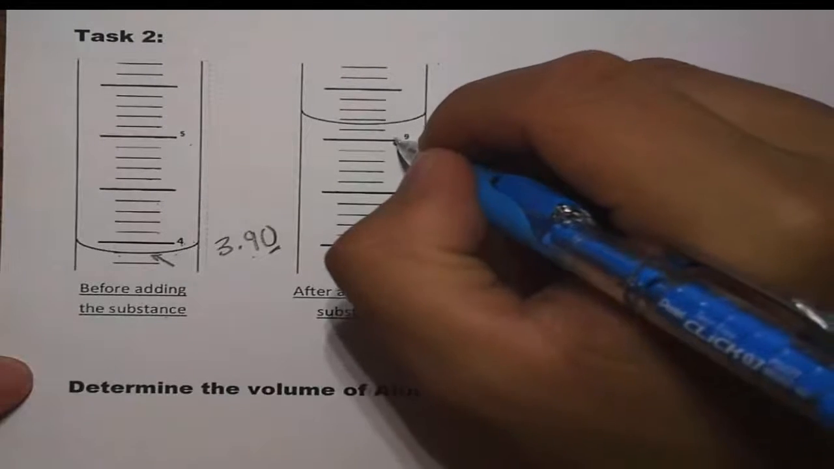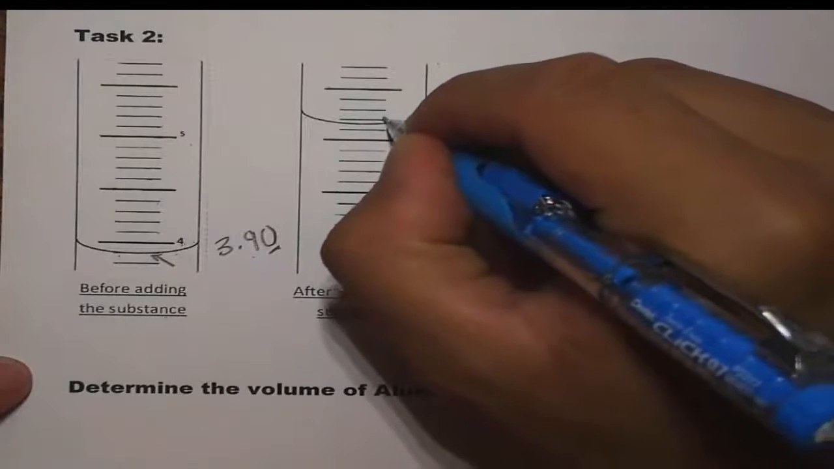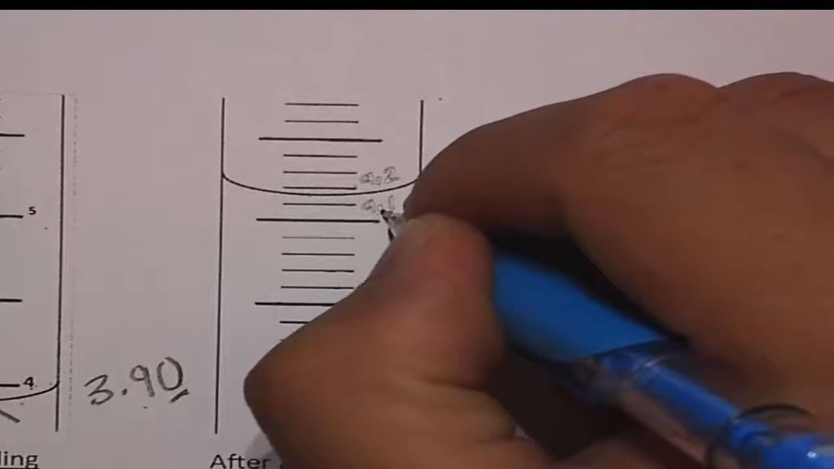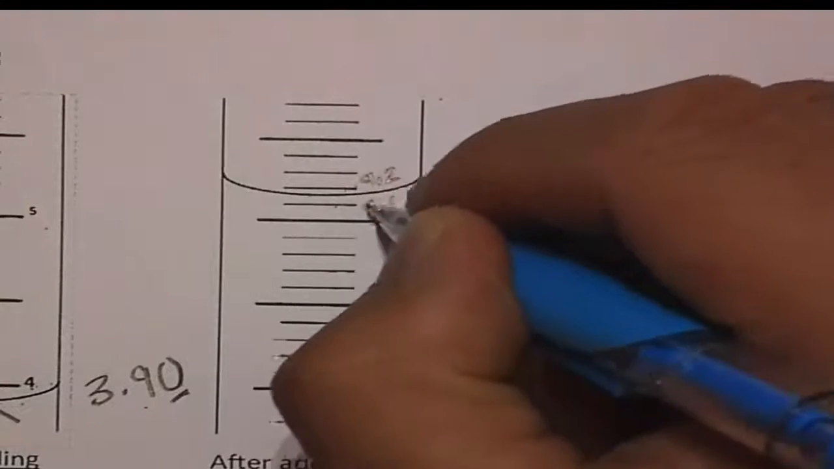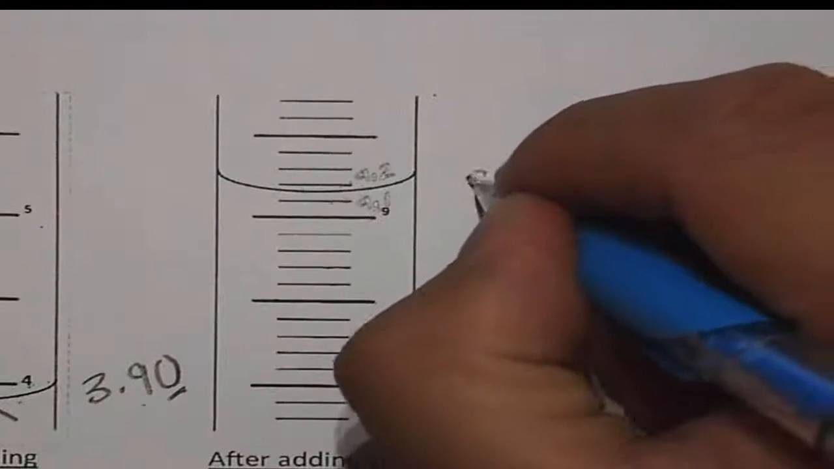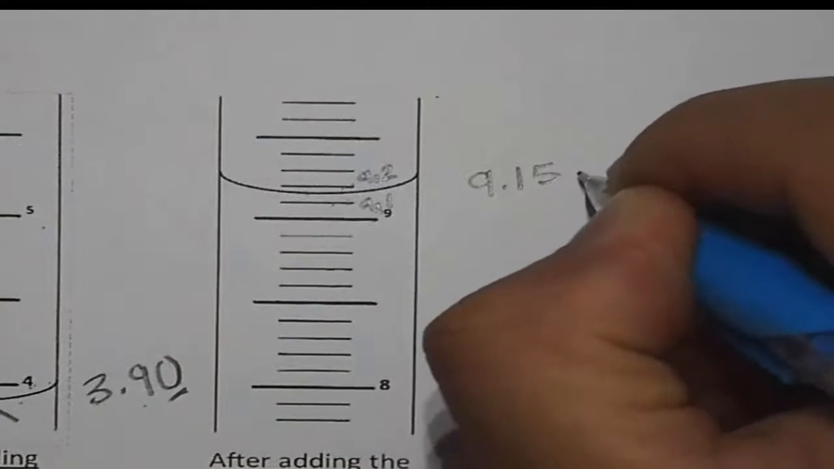Let's go up here. We have 9, so it's 9.1, 9.2. Here I have 9.1 for this line and 9.2 for that one. So what's the distance between those two? Of course, 9.15.